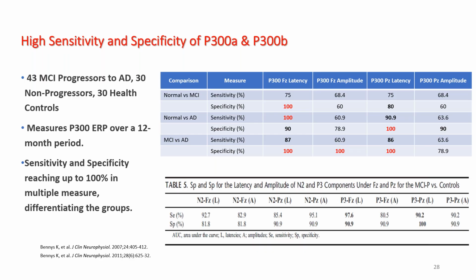So taken as a whole, looking at the P300A and P300B are very, very useful measures for looking at progression of disease.